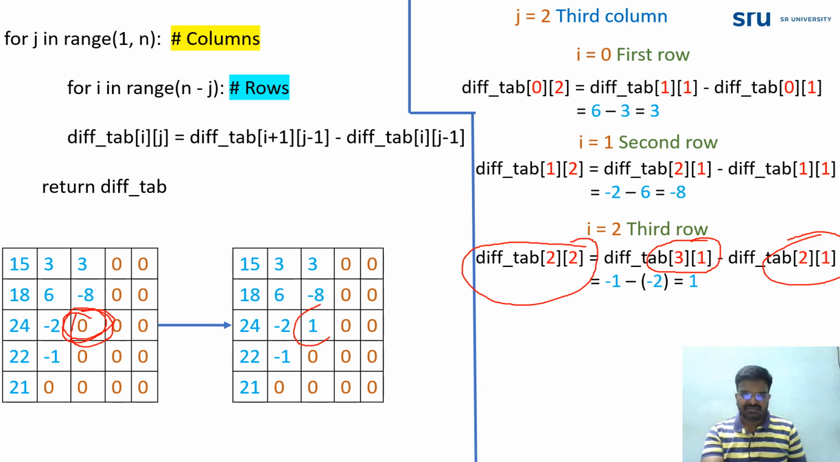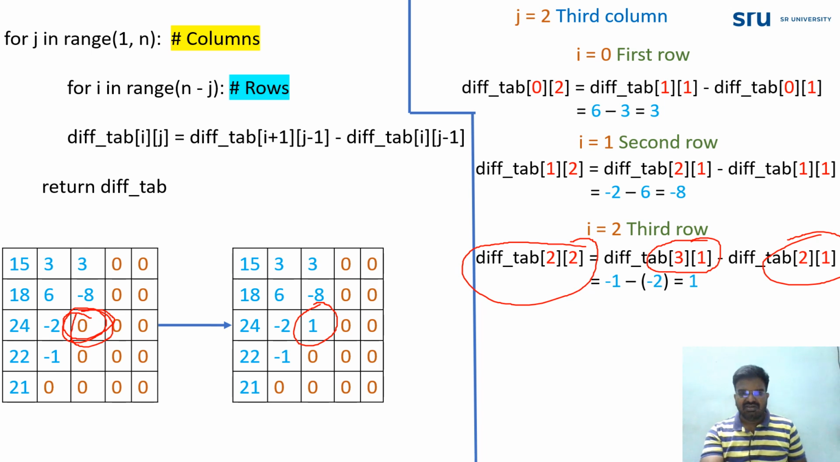Look at this. Now you have to observe one thing here. The third column is completed with all differences. Look at this: 6 minus 3, it is 3. Minus 2 minus 6, it is minus 8. Next, minus 1 minus of minus 2, it is 1. So all the differences are completed in the third column. Then we can go for the fourth column.